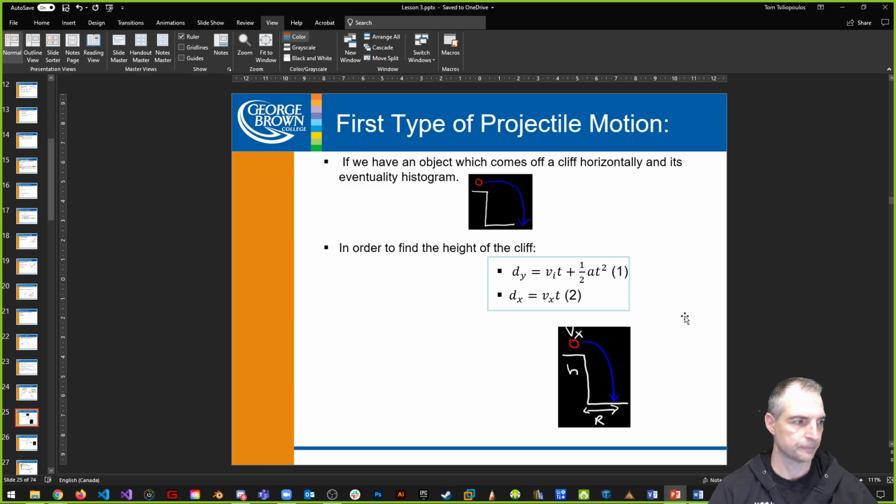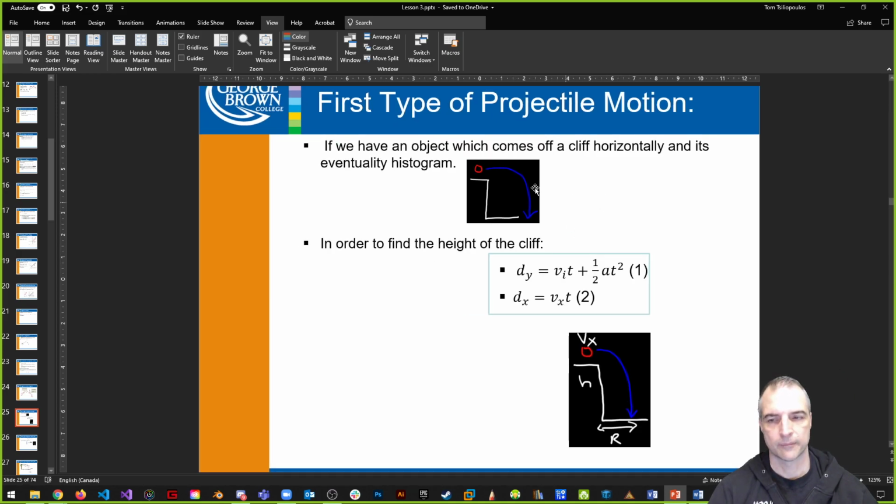Now, there are three types of projectile motion we're going to be talking about in this section. Okay. The first thing is, if an object, as an example, is at the top of a hill and I'm kicking it or I'm projecting it off of the hill, right? So there's two ways of thinking about this. If I just drop an object off the top of the hill, if we have a target, an object which comes off a cliff horizontally, this is what's going to happen.